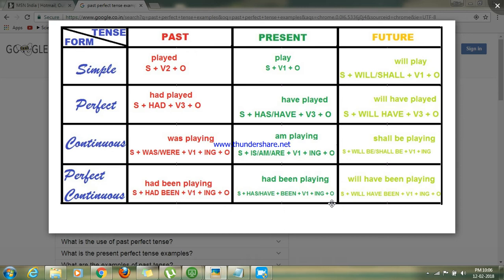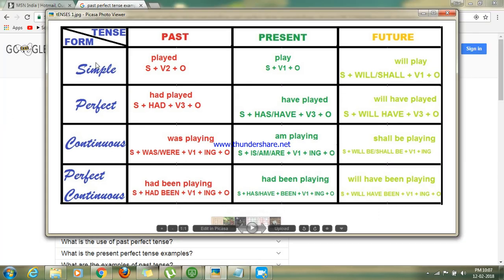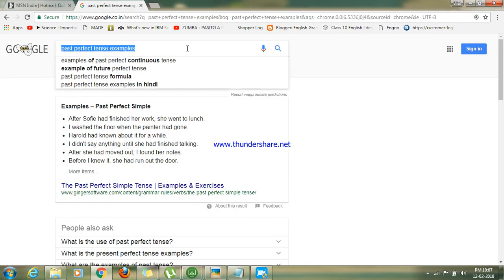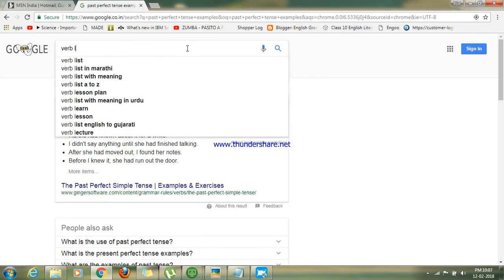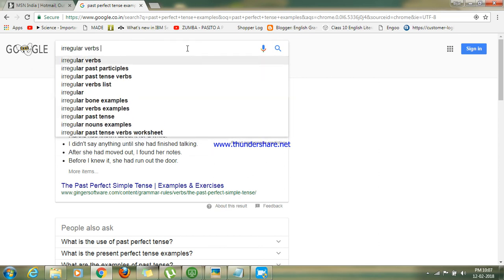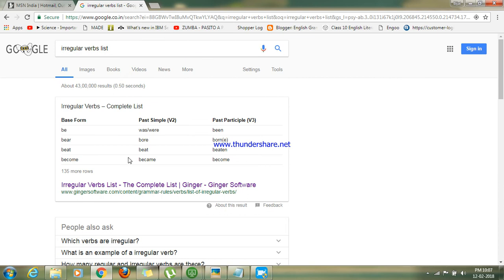So subject plus will or shall plus been plus V1 plus ing. Now, this is for the formula. You will be tagged as a master of tenses only when you are able to make a sentence for any verb that I give. So, let me give you a nice verb and let me see if you are smart enough. Okay, let me pull up the irregular verb list. I'll give you a demo and then you try yourself.